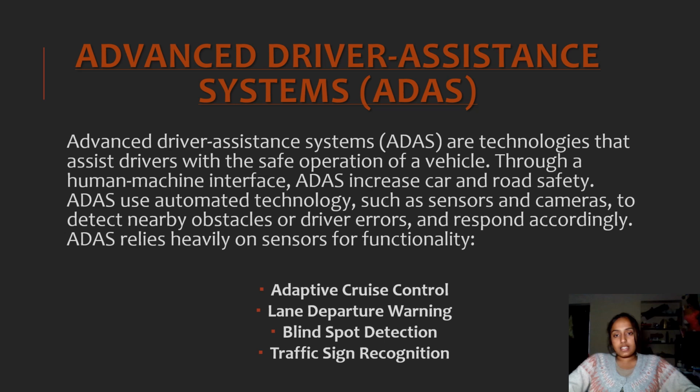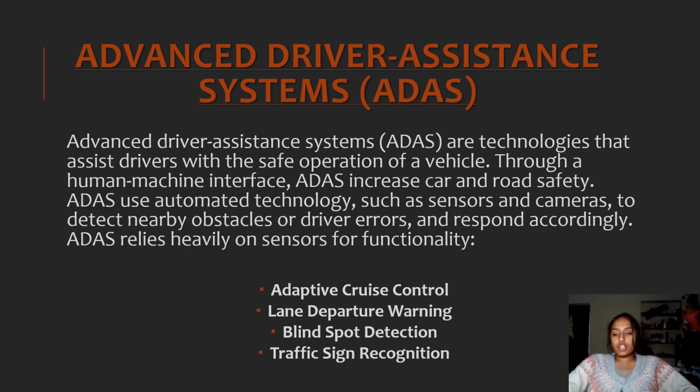Advanced Driver Assistance System, or ADAS. What is this about? This is a technology that assists drivers with the safety operations of a vehicle. Through a human machine interface, it increases car and road safety. It is automated technology, such as sensors and cameras, to detect nearby obstacles or driver errors and respond accordingly. These rely heavily on sensor functionality.